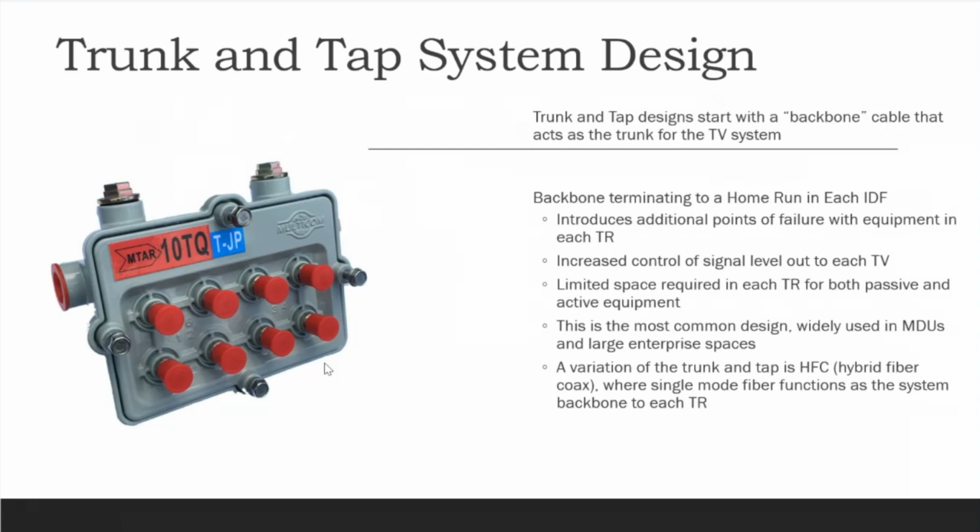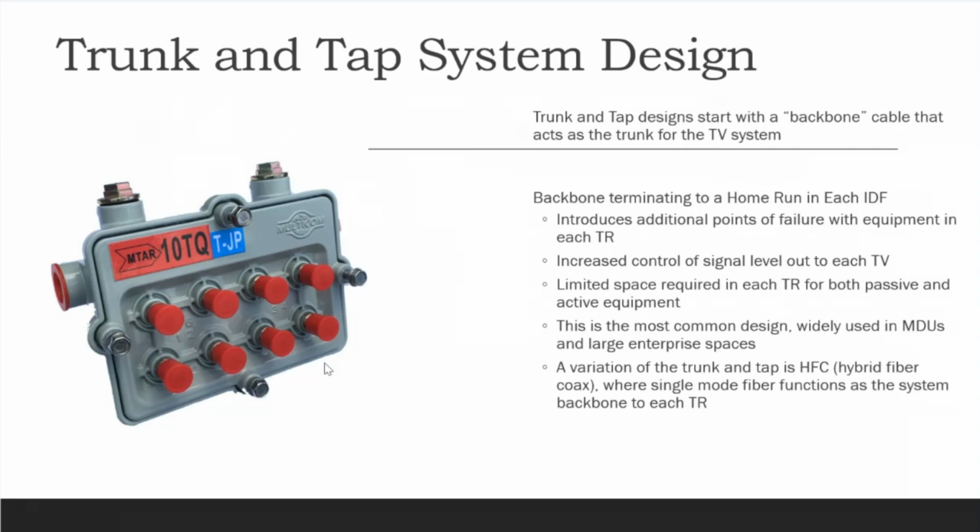And the question is, well, why would I do that when I already have this home run methodology where I don't have to do any closet by closet balancing? And the answer is really simple, and honestly, it's because some facilities are really big. You're going to see trunk and tap in a 300, 400, 500 bed hospital. You're going to see trunk and tap in an MDU or a large enterprise space. MDU, apologies if I over acronym there, is a multi-dwelling unit. So think like an apartment building or a high rise or something like that.